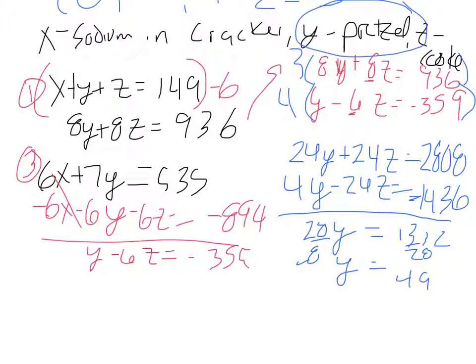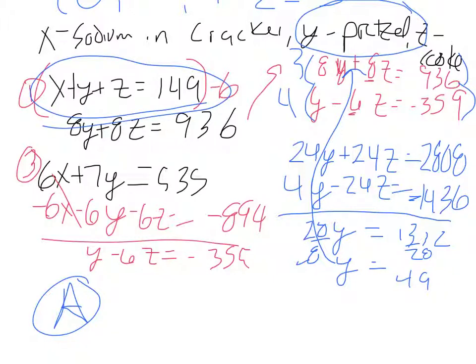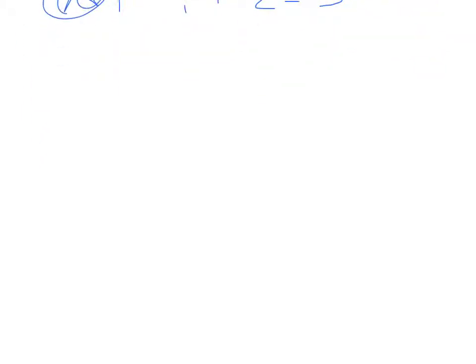Now we're supposed to answer this question, which of the following is true? A pretzel has 49 milligrams of sodium? Well, we just got that a pretzel has 49 milligrams of sodium, so the answer is A. Now if that wouldn't have been true, we would have wanted to plug this back in here to get the z to find out how much sodium is in a cookie, and then if that wasn't true, we'd want to plug our y and our z back into something over here, probably that one, to find out what x is, the amount of sodium in a cracker. One of those is going to be the answer. It just so happens we found it a little bit before I actually thought we would. So at any rate, the answer to that is A.